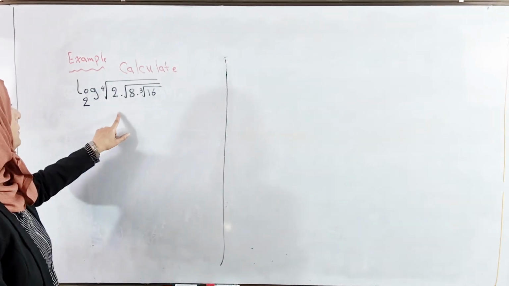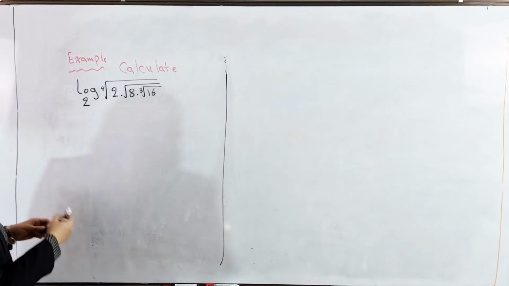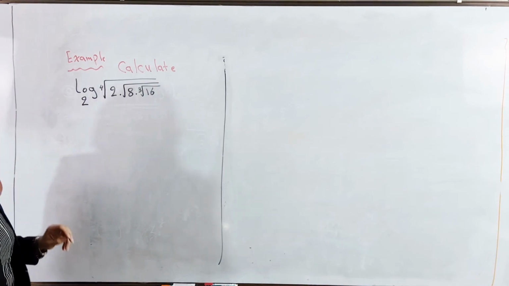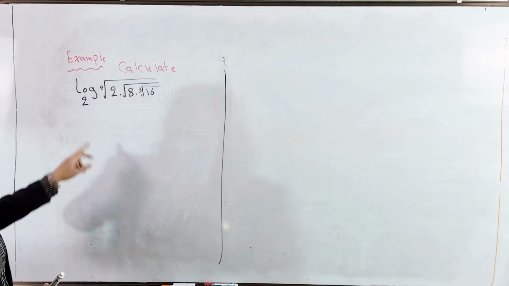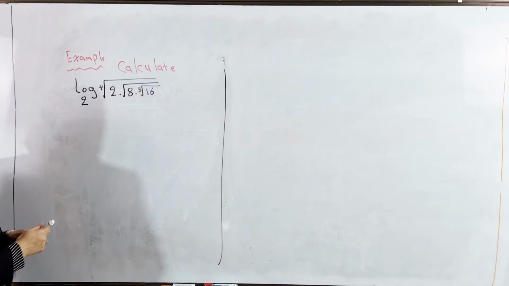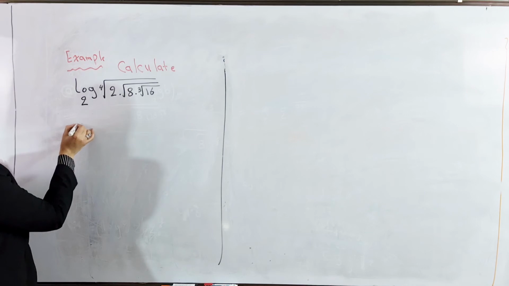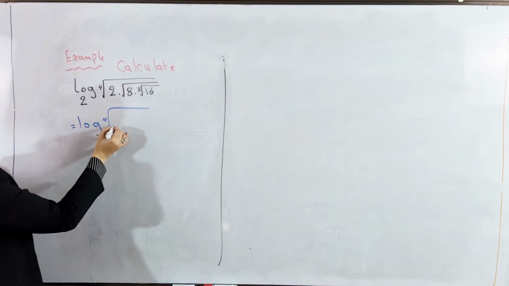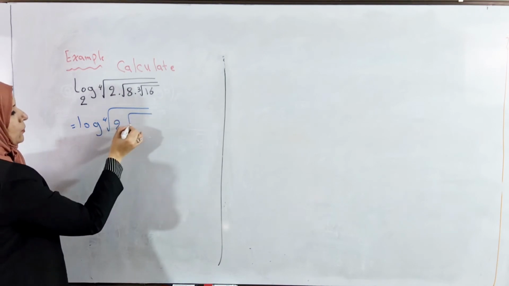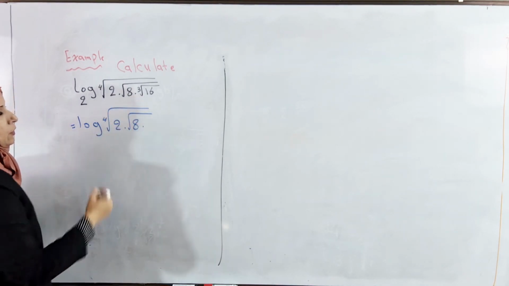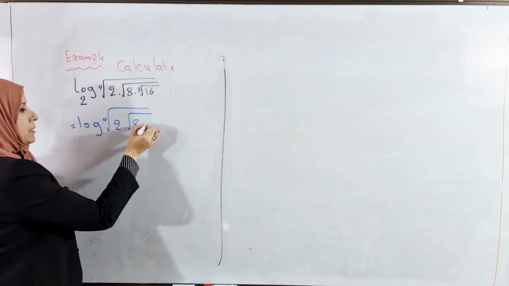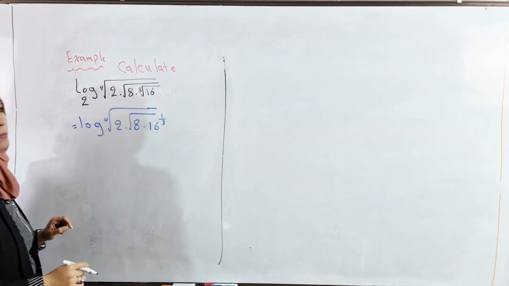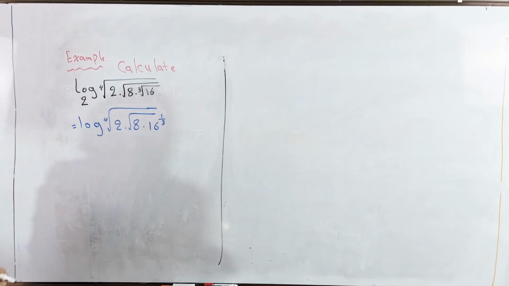المثال الآخر اللي عندي هنا example calculate logarithm fourth root for 2 multiplied by square root 8 and it's multiplied by cubic root 16 for base 2. We can solve it by logarithm fourth root 2 multiplied by square root 8 and cubic root 16 will be 16 power 1 on 3. يعني أول ما بدينا بالجذر التكعيبي ل 16 حولناه إلى أس.